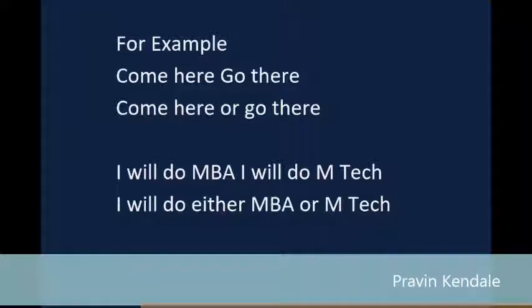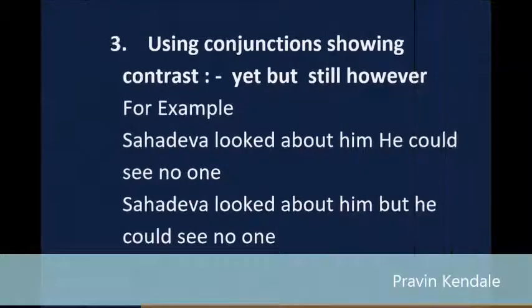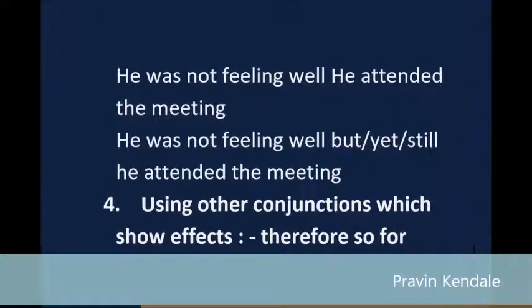3. Using conjunctions showing contrast: yet, but, still, however. For example, "Sahadeva looked about him, he could see no one." becomes "Sahadeva looked about him but he could see no one." "He was not feeling well, he attended the meeting." becomes "He was not feeling well but/yet/still he attended the meeting."